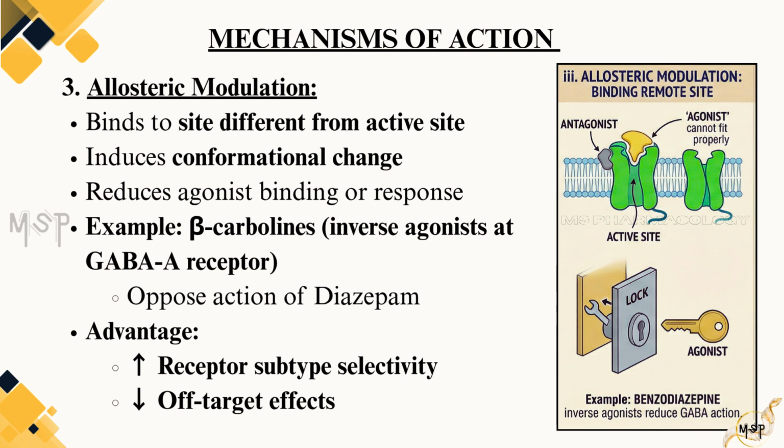Example: benzodiazepine inverse agonists, such as beta-carbolines, bind allosterically to the GABA-A receptor, reducing GABA's action. This is the opposite of classic benzodiazepines like diazepam, which are positive allosteric modulators. Drug design. Advantage. Because allosteric sites are often unique to specific receptor subtypes, drugs targeting them tend to be more selective and have fewer off-target side effects.